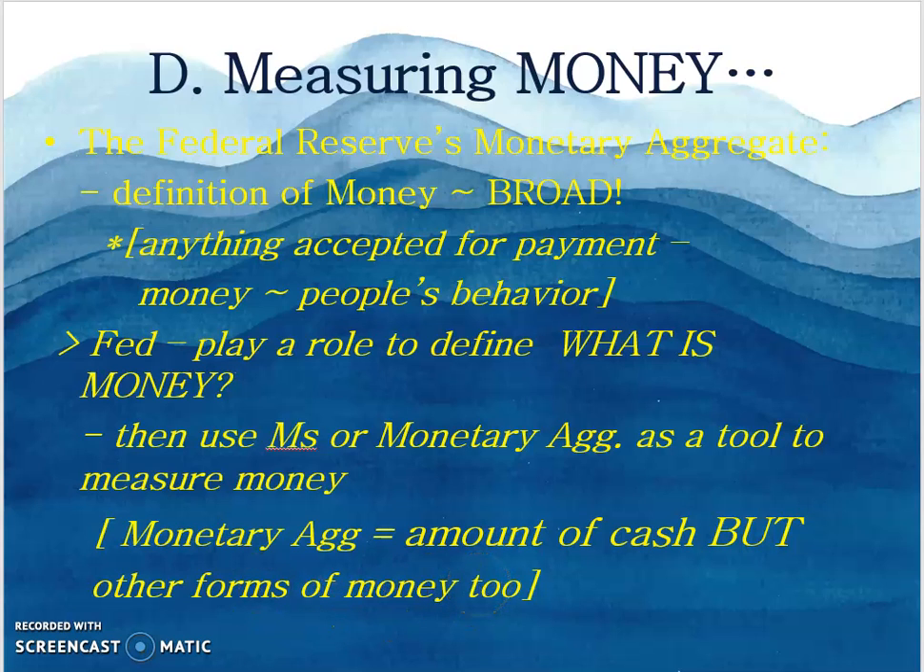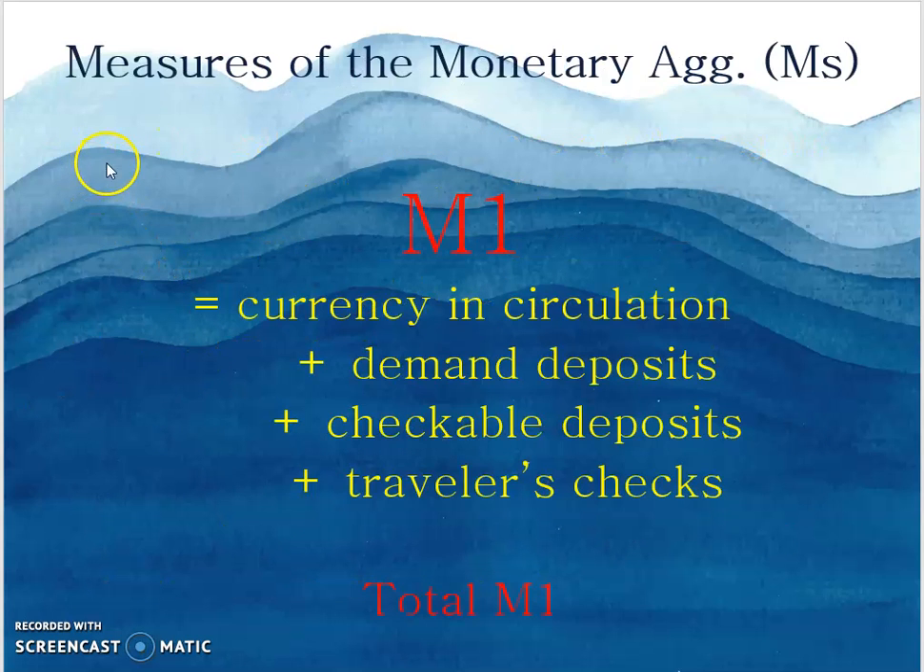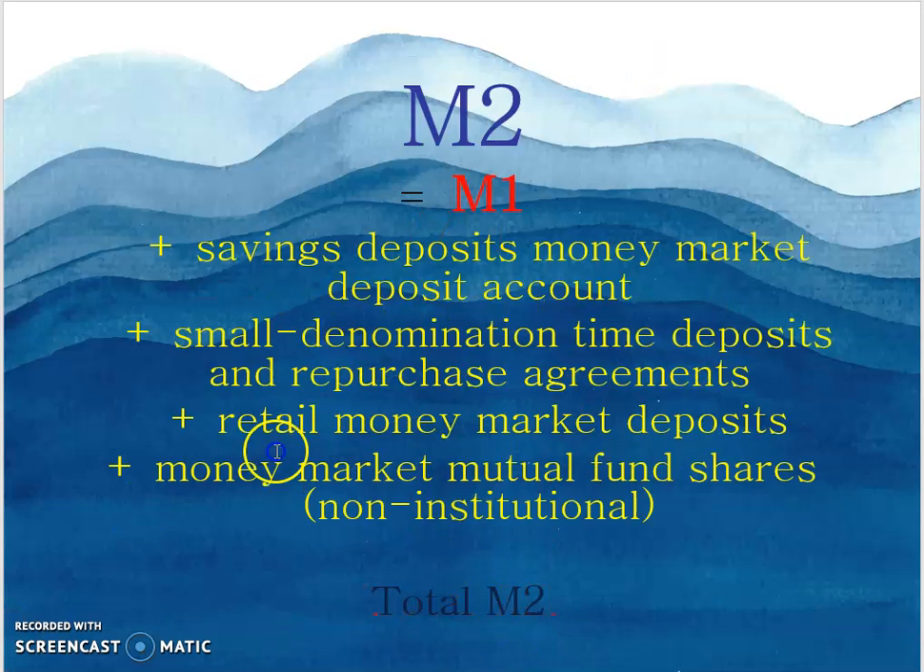Okay, let's explore the measurements of the monetary aggregate. The first one we call M1. M1 includes the currency in circulation plus the demand deposit plus the checkable deposit and traveler's checks. All these deposits are contained in the total M1.